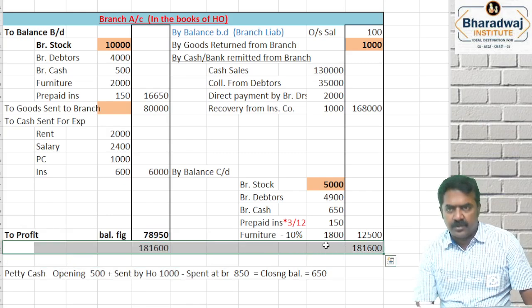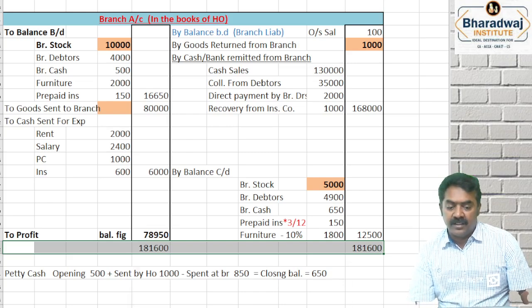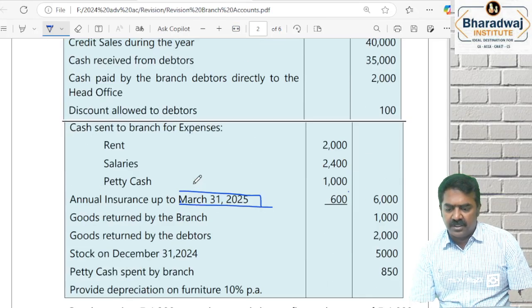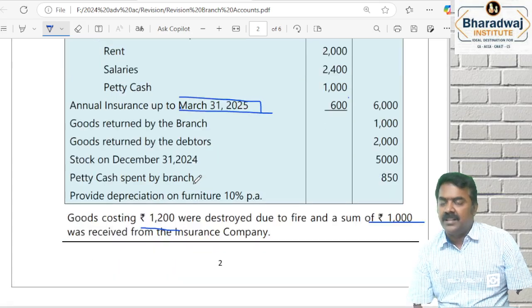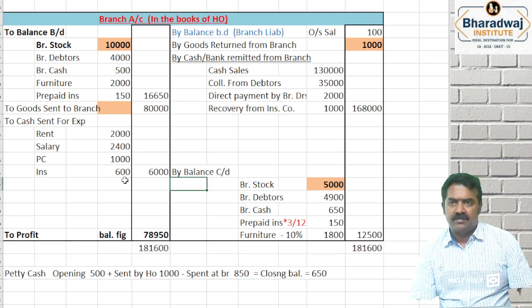Check whether we have missed out anything. I didn't understand. Closing balance is not given, only opening balance is given. Outstanding salary at the beginning of the year is given. No data is available or monthly salary data is not available. So no outstanding at the end.